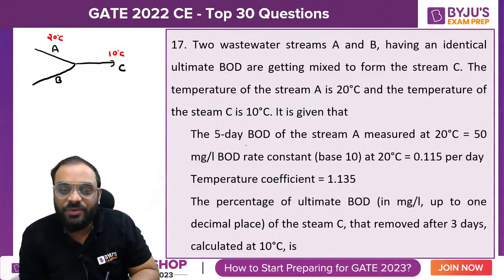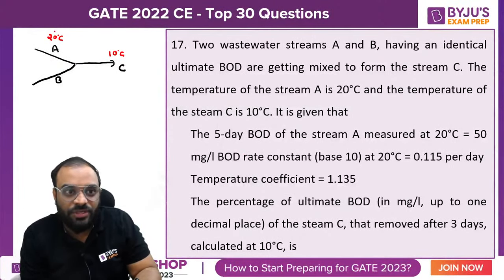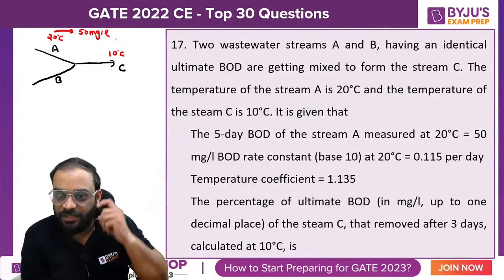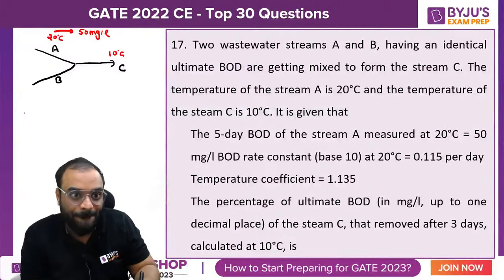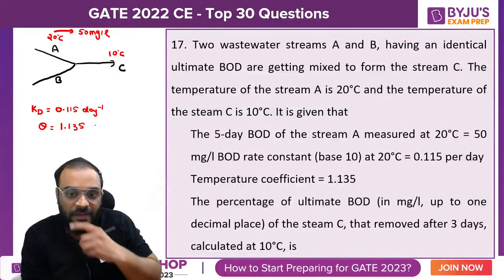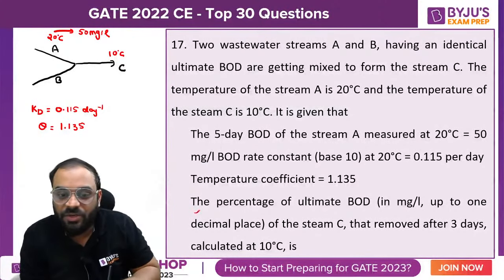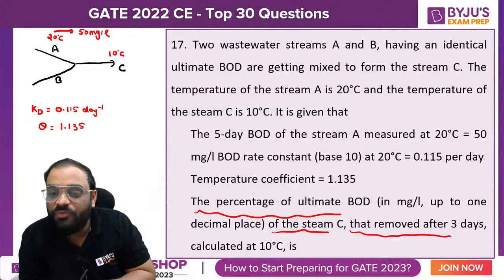Right? The 5-day BOD of stream A is 50 milligram per liter. So the BOD of this one is 50 milligram per liter, right? And the BOD rate constant with the base 10, that means KD at 20 degrees centigrade is 0.115 per day, right? The temperature coefficient, which is theta, is 1.13. Now our task is to find out the percentage of ultimate BOD of stream C that is removed after 3 days.